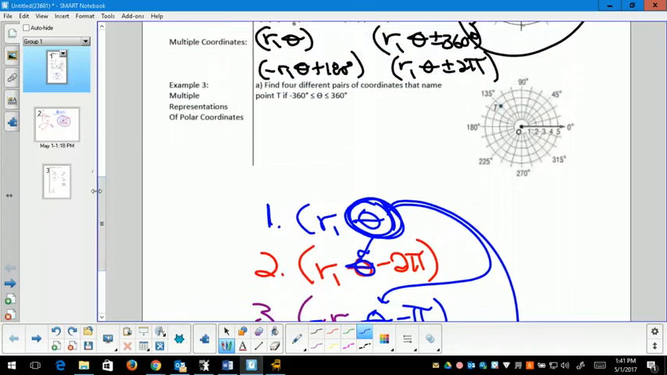Up here we have, find 4 different pairs of ordered coordinates that name point T. So it's still point T, still in the same place, just different ways of writing it. So we can see that this is 135 degrees for theta, and it's on the 1, 2, 3, 4th circle. So the most direct way to write the first point is going to be 4, 135 degrees.